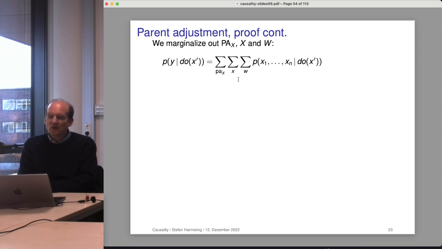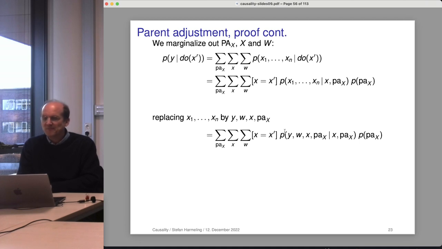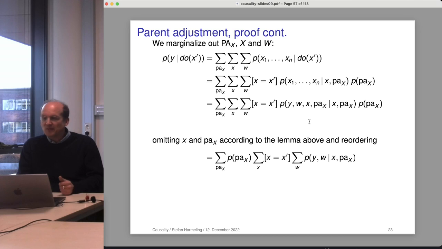Now we nicely sum out all the variables that disappeared here on the left-hand side. Next, we plug in our expression that we got using the Iverson bracket and removing a term and then shuffling around the terms a little bit. And next, we replace x1 to xn now with our new names. Those are all variables, right? There's y, w, x, and the parents of x. The w is a set of variables possibly, as are the parents of x, but that's fine. So that's the next step. And now in the next step, we know that we can omit the x and the parents of x because we condition on them. So we can just remove them.